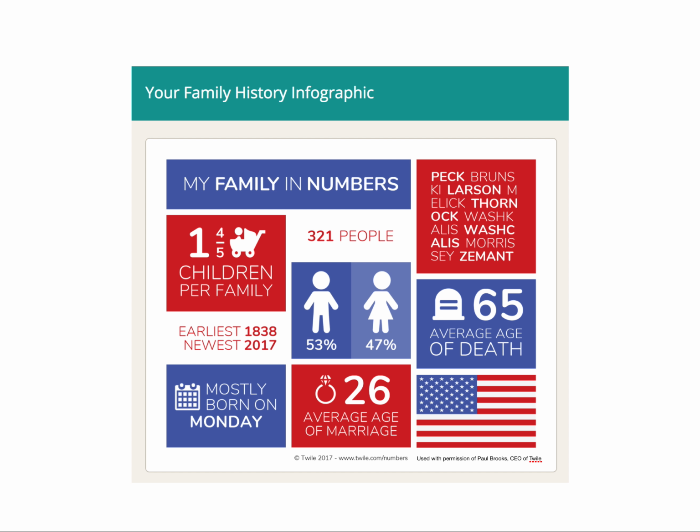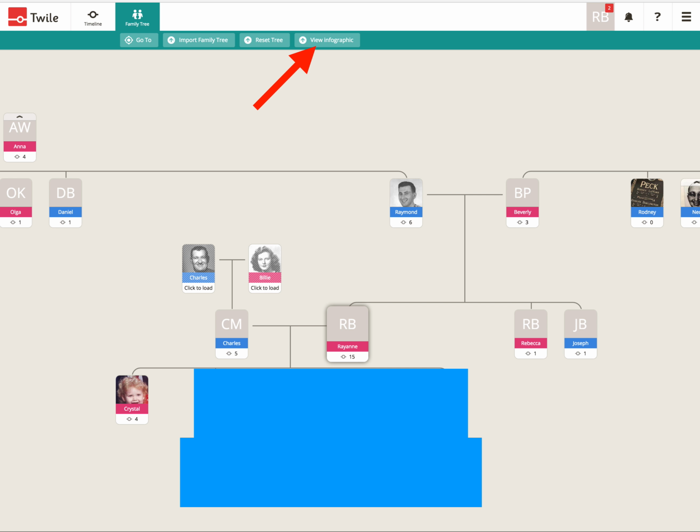Looking at this infographic, I can see that overall we've been a very unproductive family, averaging 1 4/5 children per family. There are more males than females, and the average age of death was 65. Yikes, that's young. The infographic tab is found under the Family Tree tab. So those are the basics of the Twyla program.